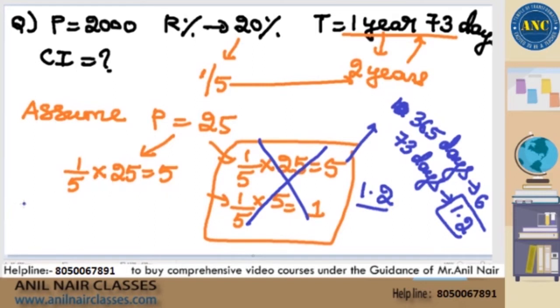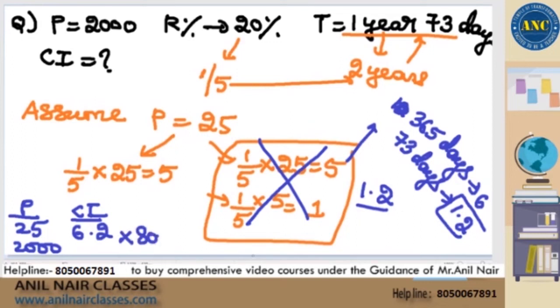So, if the principal is 25, what is the total compound interest? How much did I get? What is 5 plus 1.2? 6.2. For 25, I got 6.2. For 2000, how much is it? 6.2 into 80. I want every student to listen to this very carefully, sir.